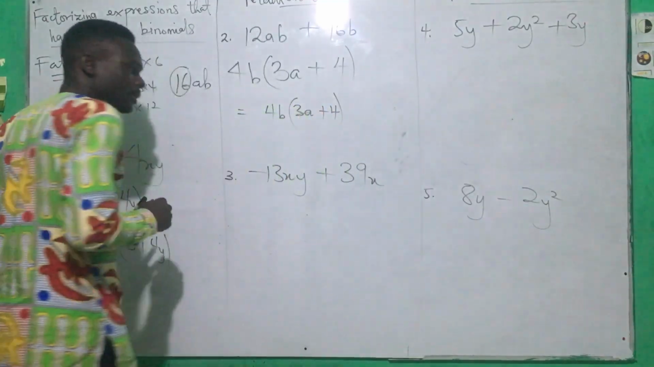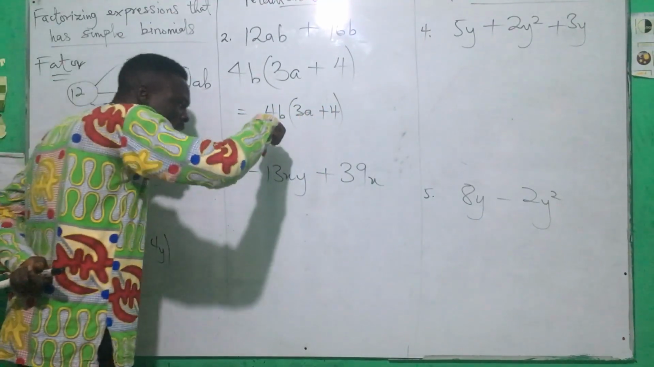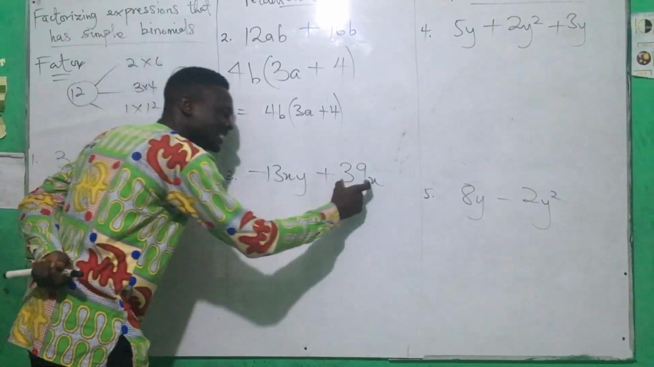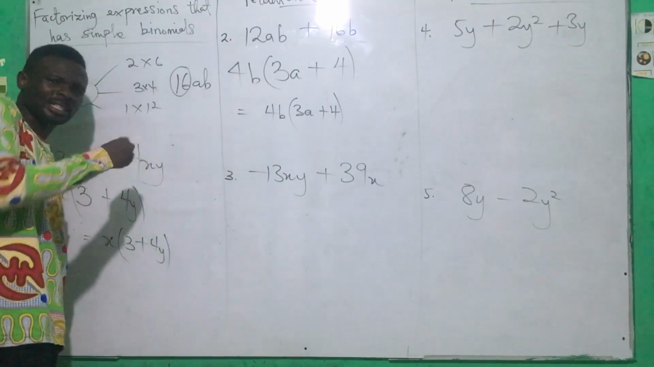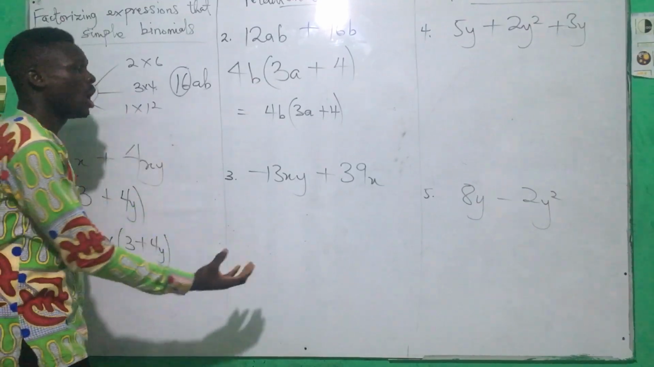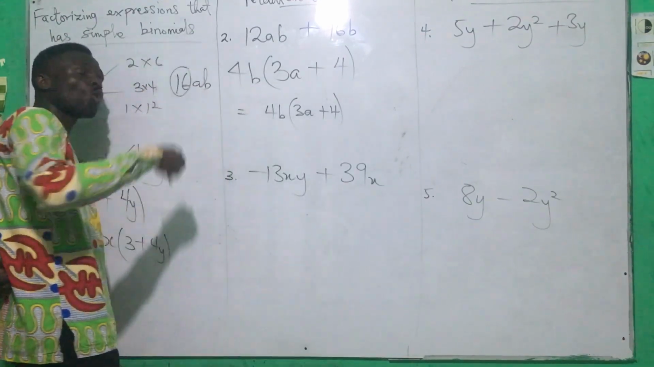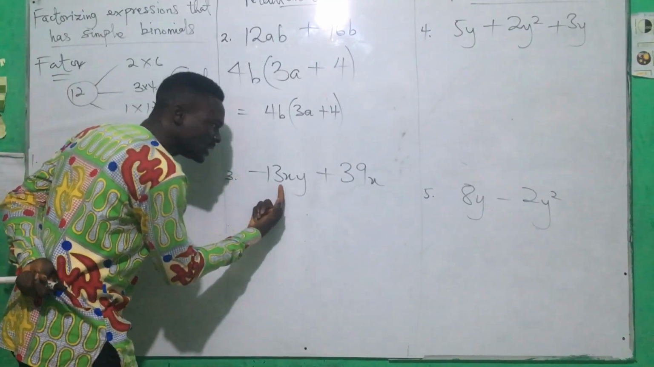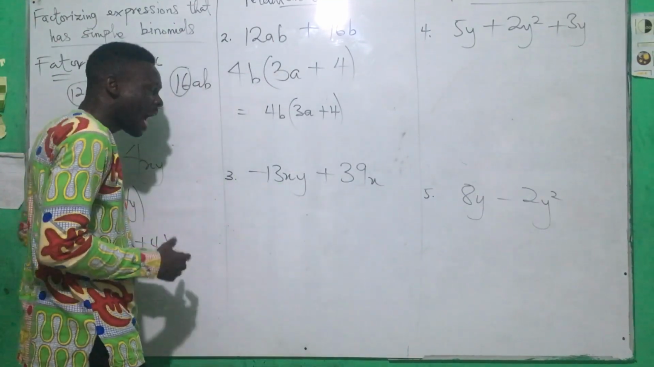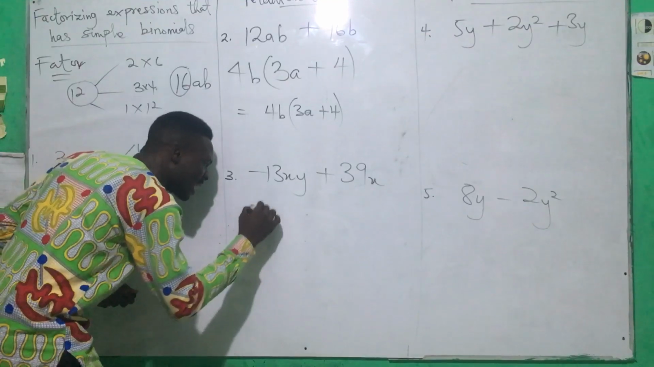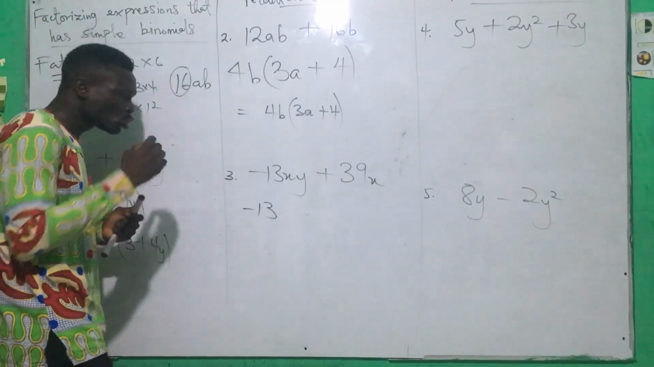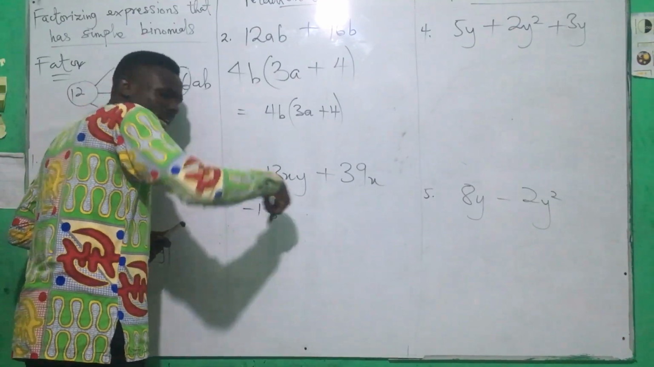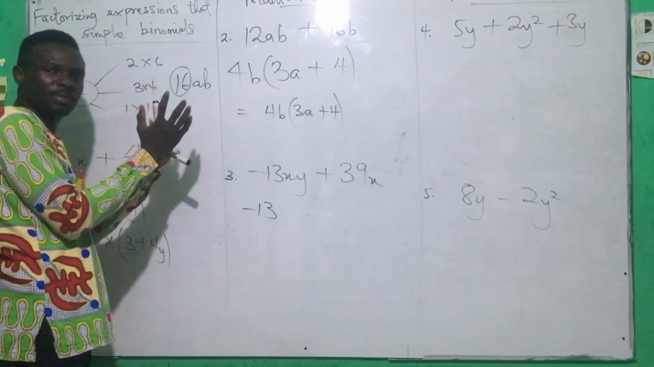Now look at the number 3. We are going to concentrate first on the coefficients. So negative 13, 39. If we are to factor out, remember, your answer should be equal to the question when simplified. So if I have negative 13, 39, I will factor negative 13 out so that I can be able to get the coefficient of the bracket.